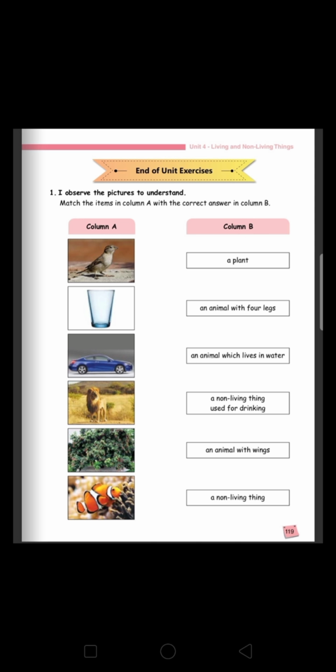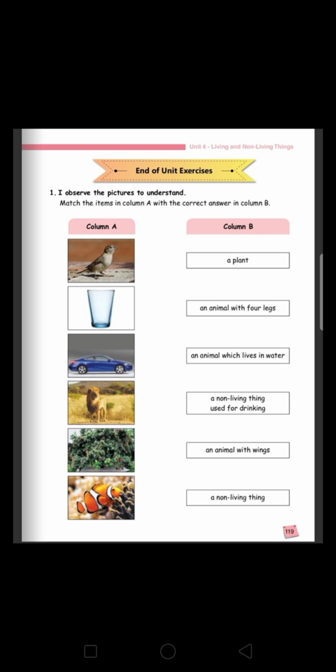In the third picture, we can see a blue car. In the fourth picture, we can see a lion. In the fifth picture, we can see a tree. And the last picture, we can see a fish. Now, let us look at column B and read what it says.